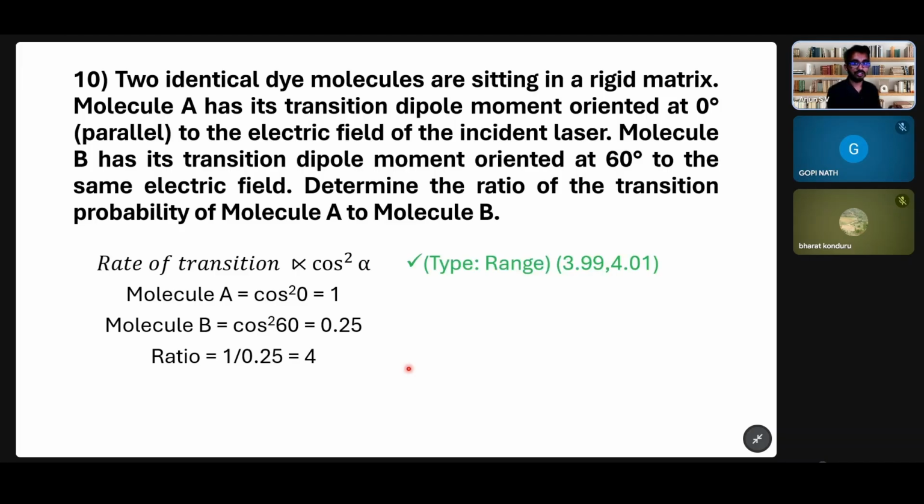According to the numerical answer type questions, any value you type between 3.99 and 4.01 will be correct. This is with the assumption that you will be allowed to type an answer with two decimal places. So ideally your answer should be 4.00. If you type 4.00, your answer will be correct, as it falls into this range. So this is how you solve your numerical answer type questions.